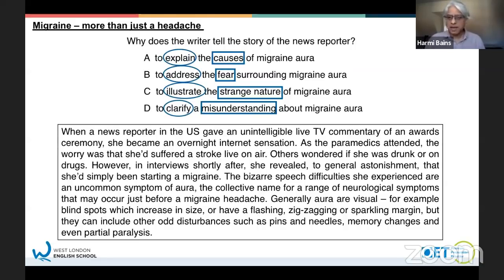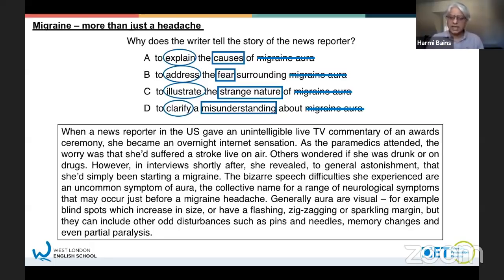Okay, they're all about migraine auras. You can actually just take them out. You don't really need to focus on them. They're in all of the answer options. So in a way, that's really what you're looking at. Why does the writer tell the story of the news reporter? To explain causes, to address the fears, to illustrate, to show how strange these migraine auras are, or because the writer's trying to clarify a misunderstanding.